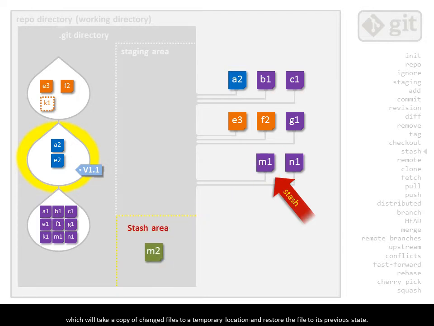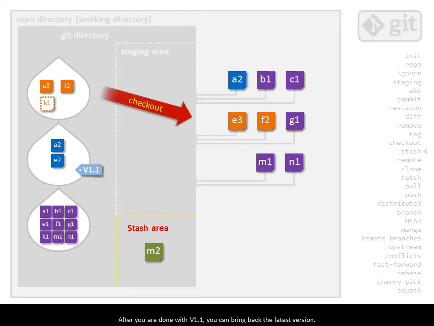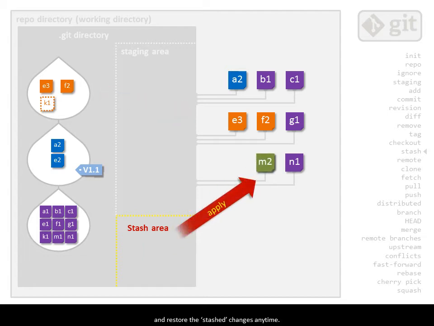which will take a copy of changed files to a temporary location and restore the file to its previous state. After that, you can check out the V1.1 like this. After you are done with V1.1, you can bring back the latest version and restore the stashed changes anytime.